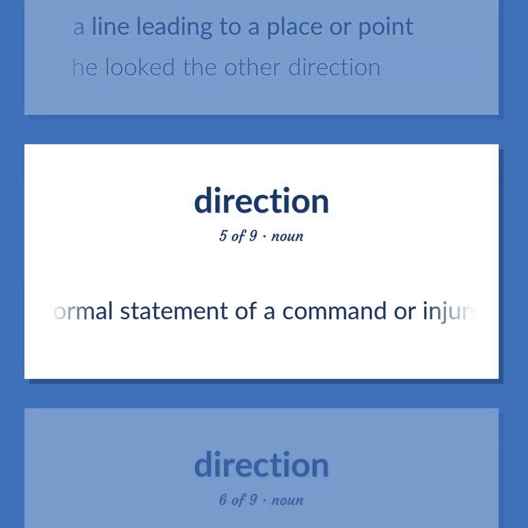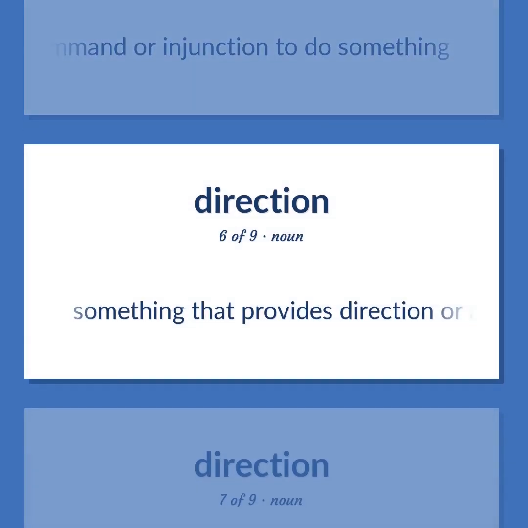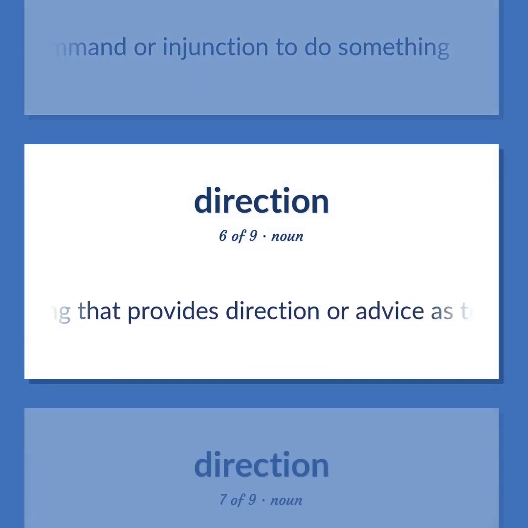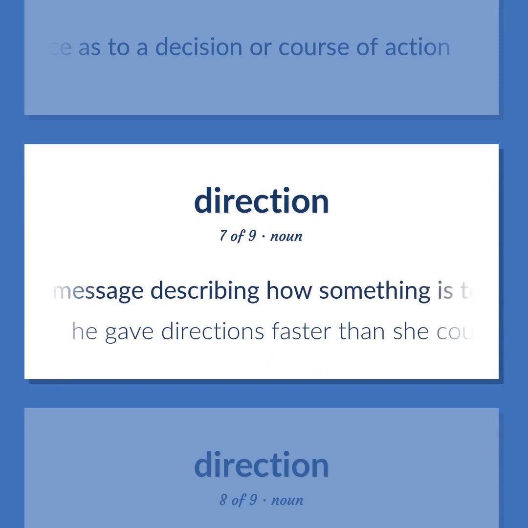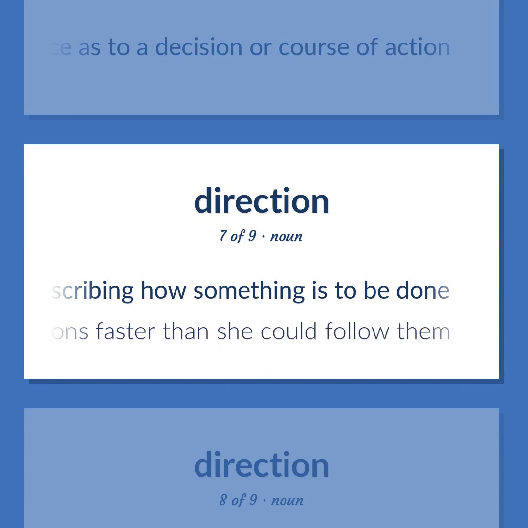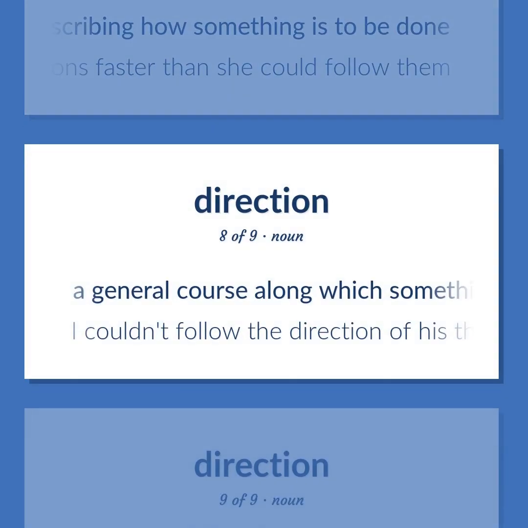A formal statement of a command or injunction to do something. Something that provides direction or advice as to a decision or course of action. A message describing how something is to be done. He gave directions faster than she could follow them. A general course along which something has a tendency to develop. I couldn't follow the direction of his thoughts.